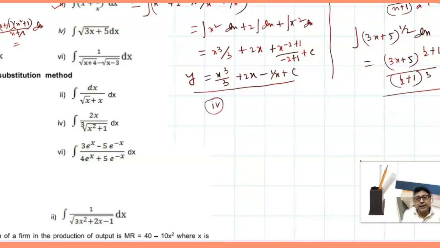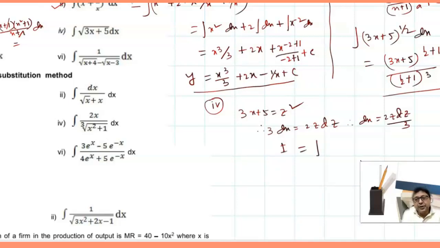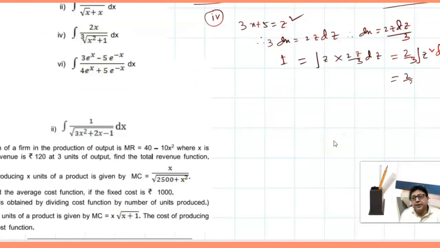For number 4, by the alternative method, you make the substitution 3x + 5 = z². So it will give us 3 dx = 2z dz, so dx = 2z dz by 3. So I is going to be equal to the root of z², which gives z only, and dx is 2z by 3 dz. So the answer is 2/3 times the integral of z² dz. So the value of this integral is going to be 2 by 3 into z³ by 3 plus c. So the answer is 2 by 9 z³ plus c.